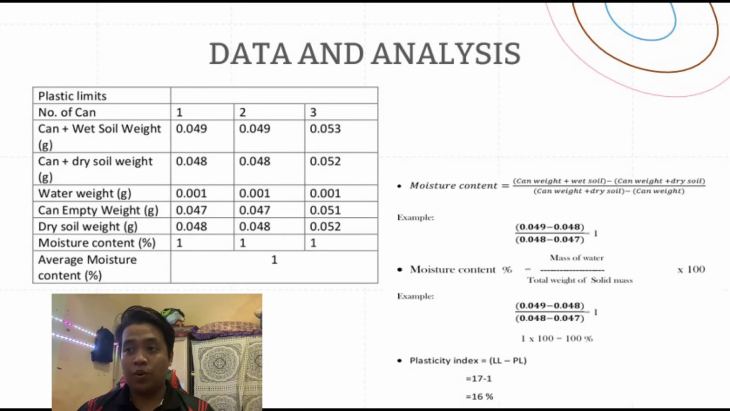And this data is for plastic limits. We used 3 types of cans, and their moisture content is the same, which is 1%. So if the moisture content is 1%, the moisture content percent equals mass of water divided by total weight of solid mass multiplied by 100. The total is 100%. And the plasticity index equals LL minus PL. So it will be 16%.